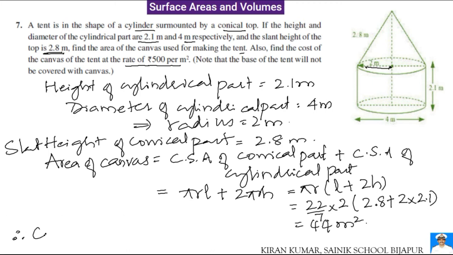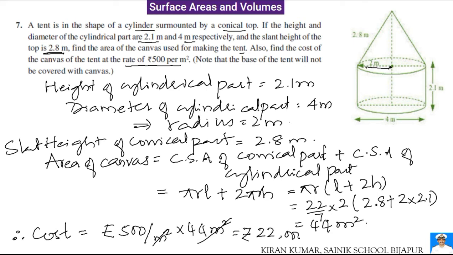Therefore, the cost will be equal to rupees 500 per meter square multiplied by 44 meter square. Meter square gets cancelled. We'll get rupees 22,000. So rupees 22,000 is the total cost and 44 meter square is the total area.